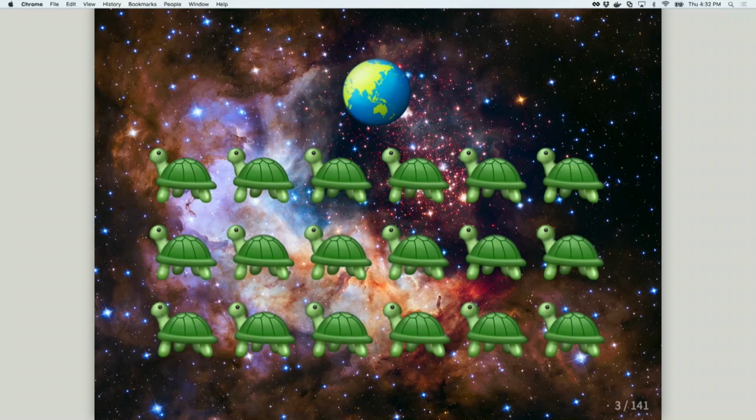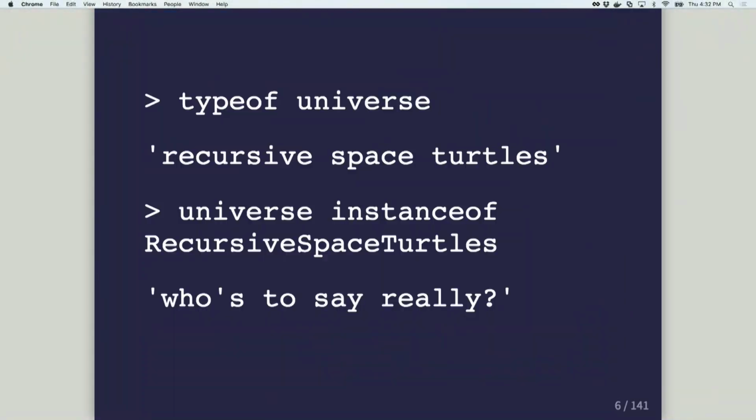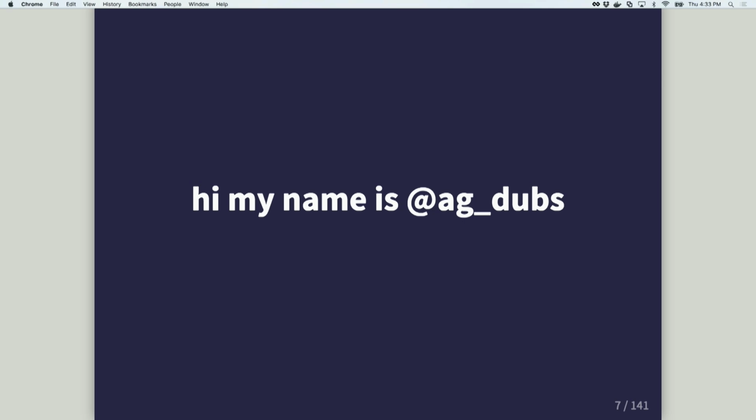So you might think that the picture of our universe, where it's some sort of recursive turtles with the world on top of it, is pretty absurd. But you also might ask yourself, what do you really know about the universe, and how do you know it, and why do you think that you're so right about it, and what the heck does this have to do with JavaScript?